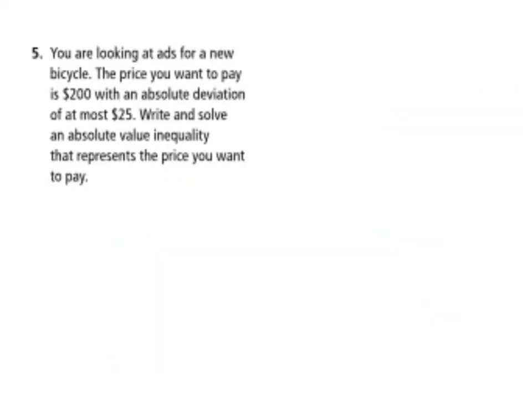Last one we have here is a story problem. You're looking at ads for a new bicycle. The price you want to pay is $200 with an absolute deviation of at most $25. Write and solve an absolute value inequality that represents the price you want to pay. I think the easiest way to see this is to graph it.